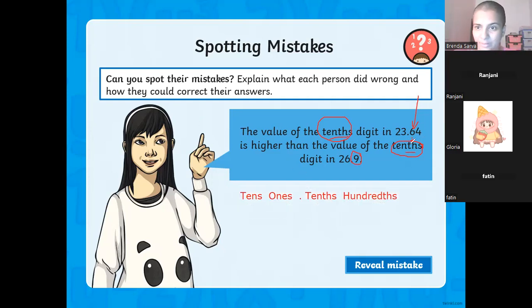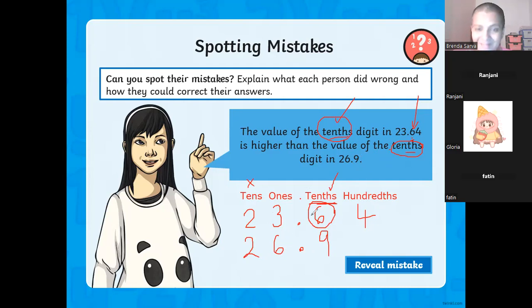If I'm going to write this number 23.64, it is going to look like this. 23.64. Do you see that? So the tens place value is the digit 6. Got it? They didn't ask for tens. Okay, and then the other number is 26.9. So how do you write 26.9? 26.9.